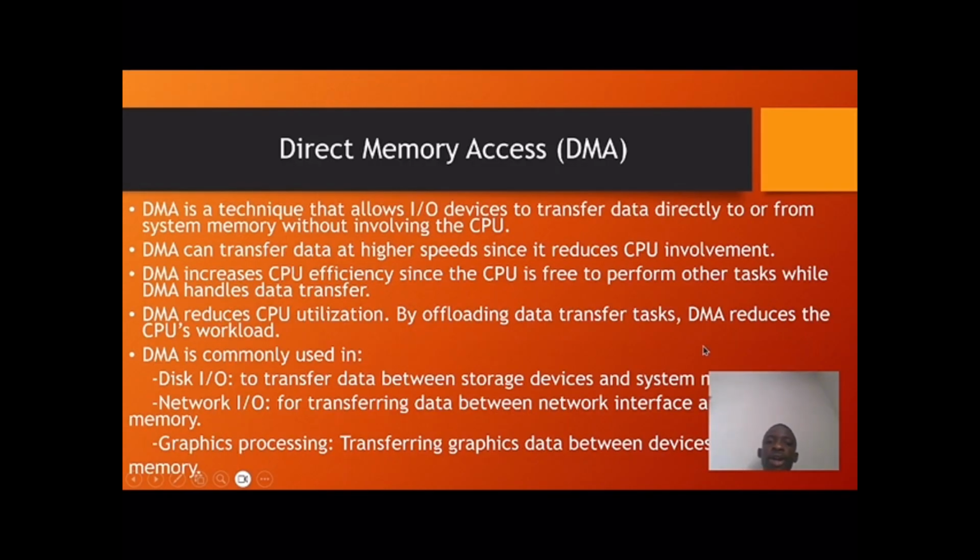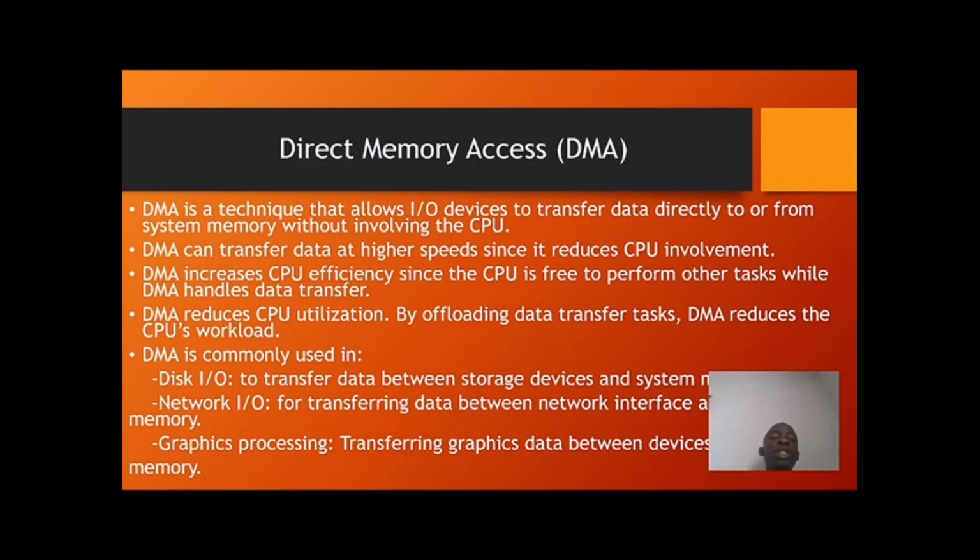So we're talking about direct memory access. Direct memory access is a technique that allows input-output devices to transfer data directly to or from system memory without involving the CPU. Since the CPU is not involved, the DMA can transfer data at higher speed, and it also increases CPU efficiency since the CPU is free to perform other tasks while the DMA handles the data transfer. Also, it reduces the CPU utilization by offloading data transfer tasks. The DMA reduces the CPU's workload.